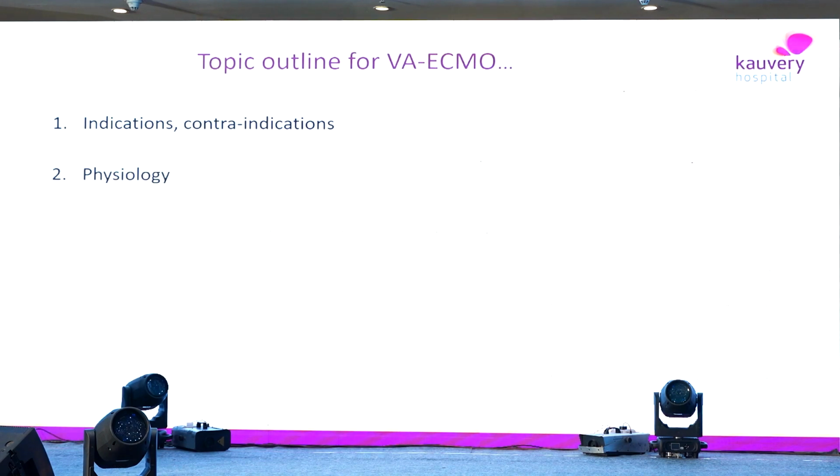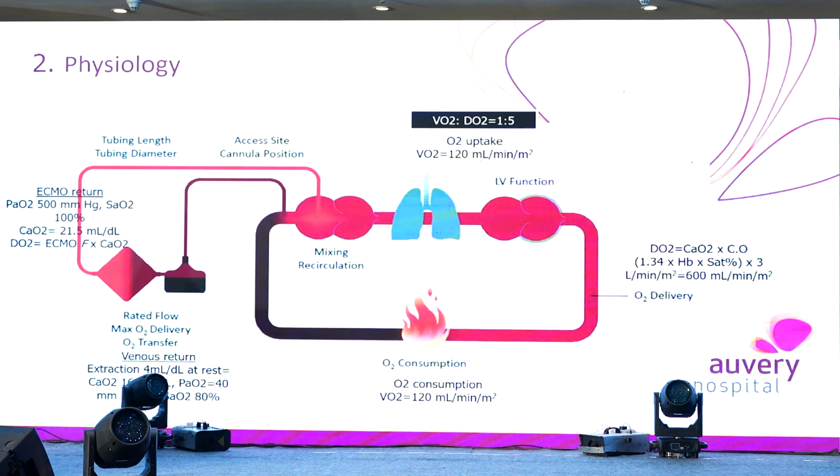So, very briefly on physiology of VA-ECMO. Now, this is the oxygenation part of it, and that's very similar to VV-ECMO, except that here you're adding a circuit in parallel to the existing circuit and not in series like in VV-ECMO. So in VA-ECMO, you're taking blood out of the venous side and putting it on the arterial side.